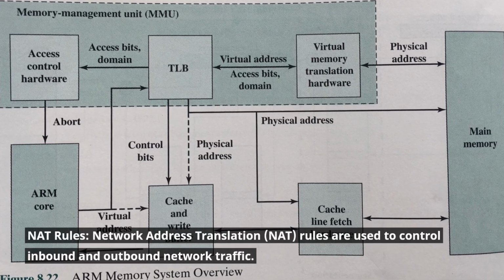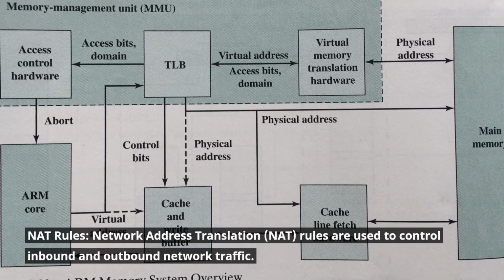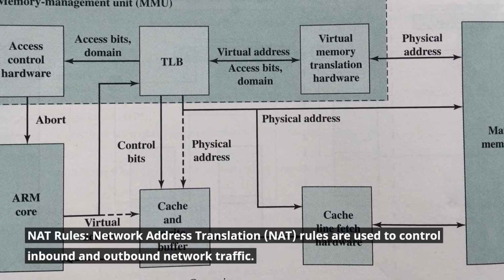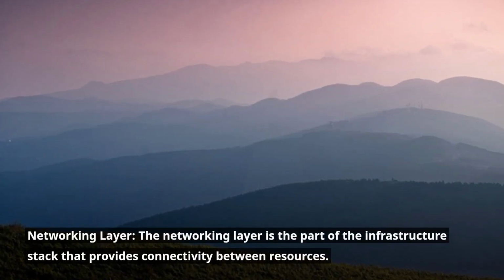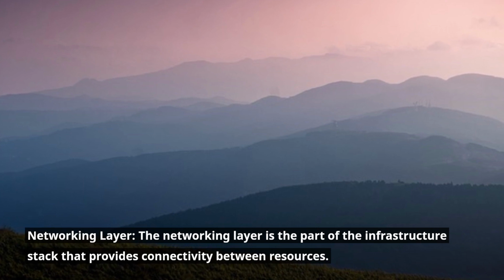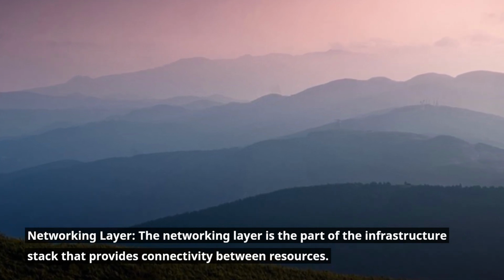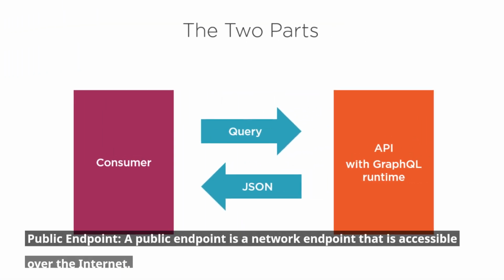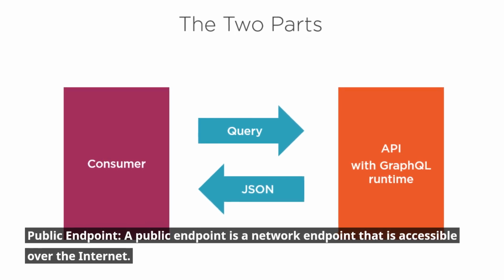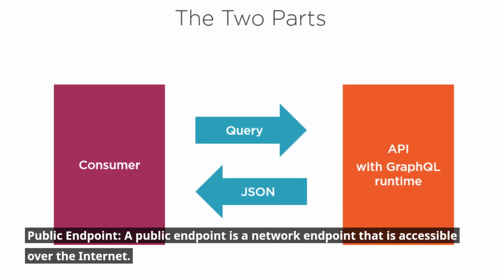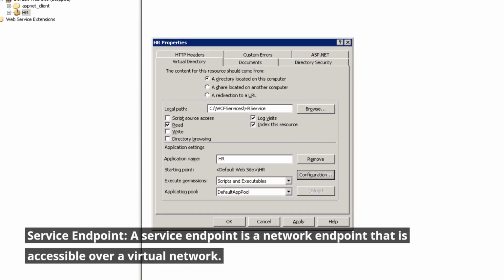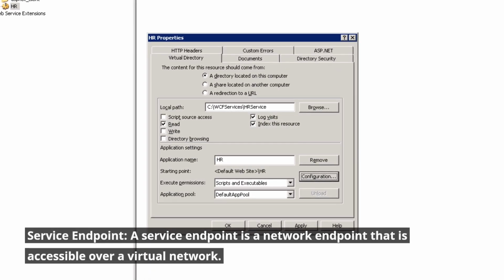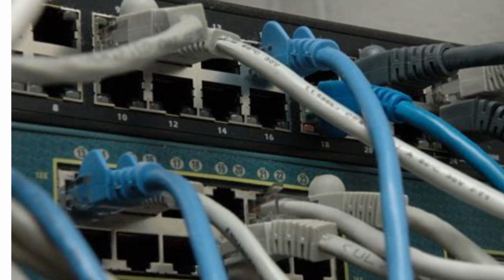NAT rules. Network address translation, NAT, rules are used to control inbound and outbound network traffic. Networking layer. The networking layer is the part of the infrastructure stack that provides connectivity between resources. Public endpoint. A public endpoint is a network endpoint that is accessible over the Internet. Service endpoint. A service endpoint is a network endpoint that is accessible over a virtual network.